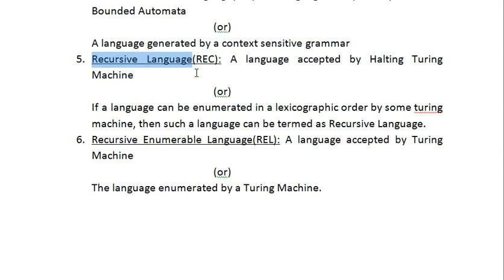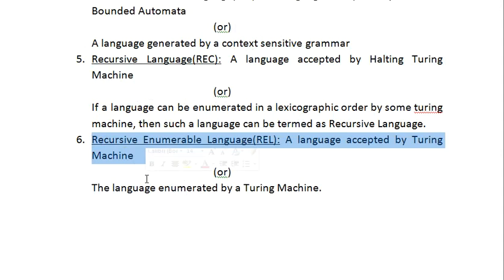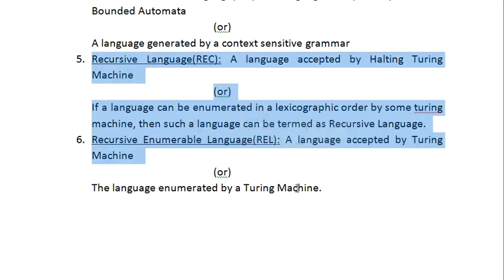Recursive language halts on every string, and in case of recursively enumerable language, it accepts every string or not. This is the main concept. Once you are done with unit number 4, you will move into the concept of Turing machine and how it is working. Then you will be able to learn the concept of halting, accepting, and rejecting the strings entirely.